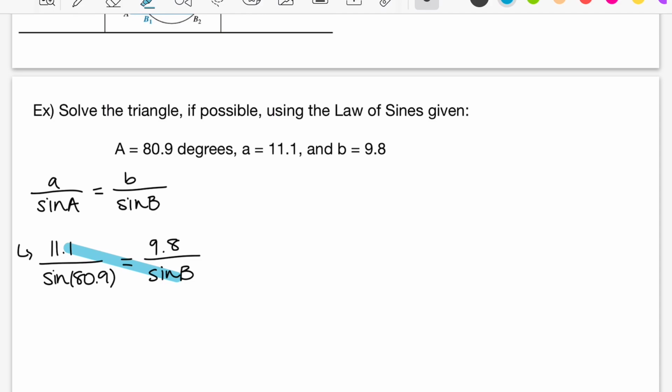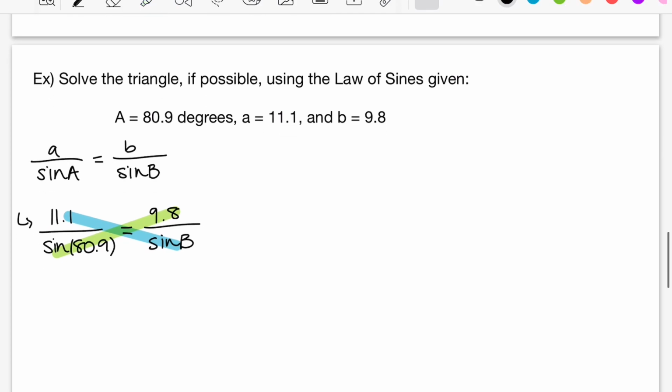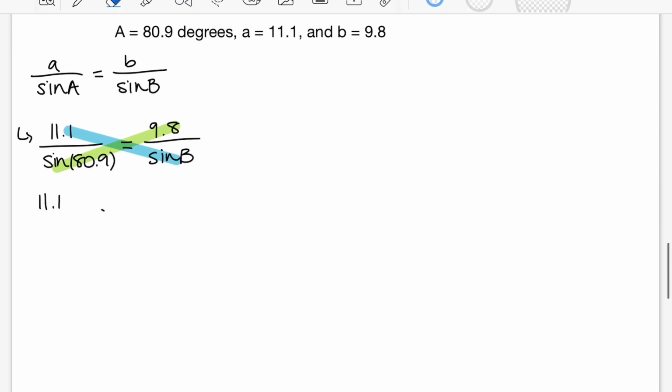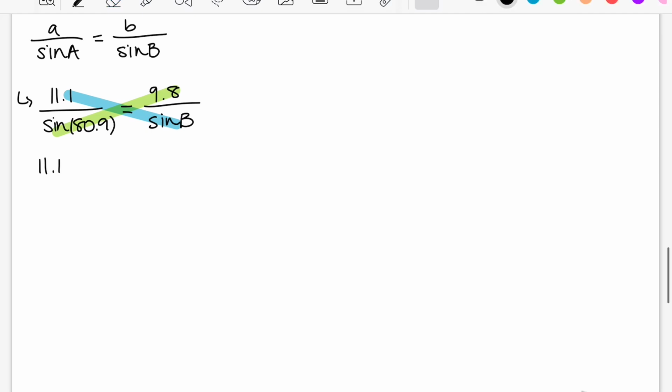We can multiply 11.1 and sine of B, as well as sine of 80.9 and 9.8. The reason being is we will get 11.1 times sine of B. I don't know what's going on with my pencil here. Let's rewrite that. This is going to be equal to this product here. So 9.8 times sine of 80.9. Now we can easily just divide both sides by 11.1, and we'll get sine of B by itself.